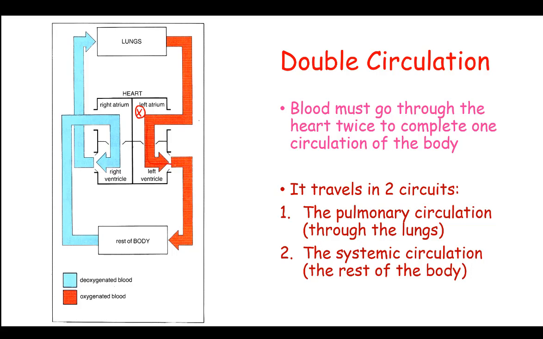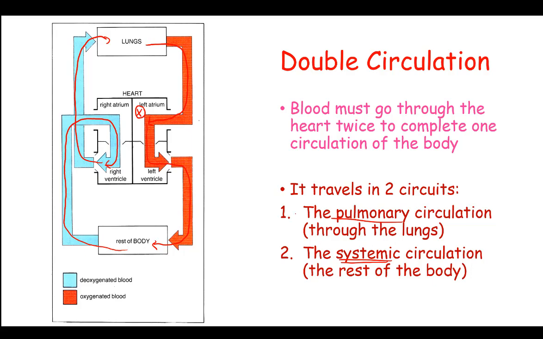So it starts in the heart and it goes out to the rest of the body. And this is actually known as the systemic circulation. So the blood leaves in the systemic circulation, goes to the rest of the body, and then it comes back to the heart for the second time, and then it travels to the lungs in the pulmonary circulation, and then it comes back to the heart. So for us to get around the body once, it has to go through the heart twice, and that's why it's known as a double circulation.